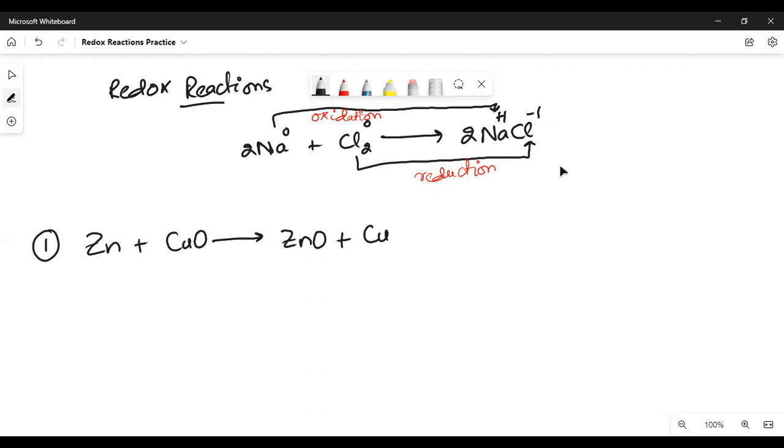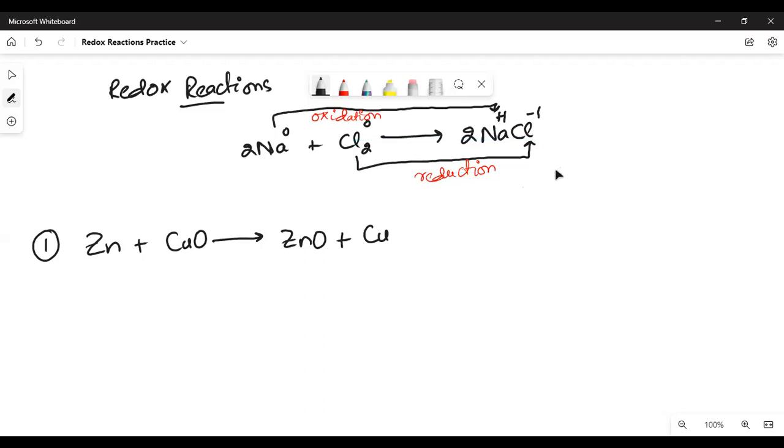Now, we need to find which one is going through the oxidation process and which one is going through the reduction process. So it's pretty simple. Since sodium is moving from 0 to +1, it's going through oxidation because it's losing electrons. Chlorine, on the other hand, is gaining electrons and hence going through a reduction process. And that's how we depict it.